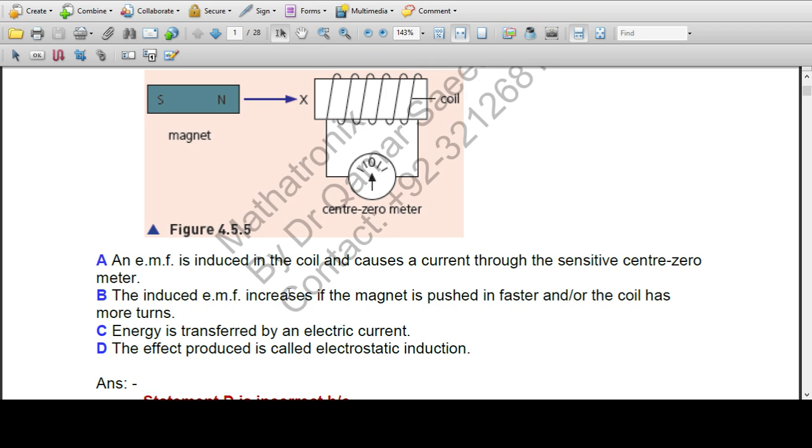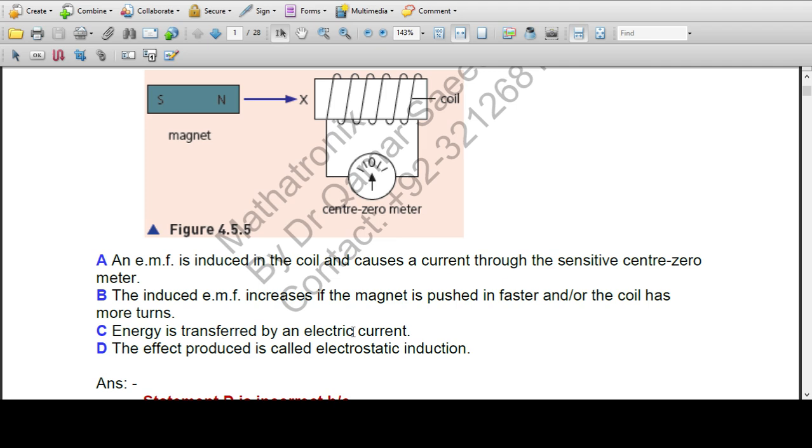The induced EMF increases if the magnet is pushed in faster and/or the coil has more turns. If the number of turns has increased, or if the magnet moves faster inside this coil, then EMF will increase. Yes, it depends on the speed. So if the relative speed increases, then more EMF will be induced in the coil.